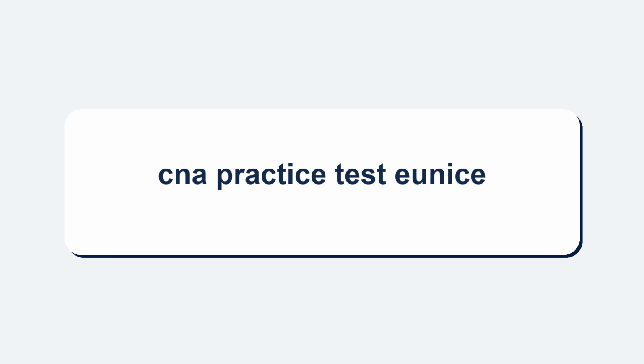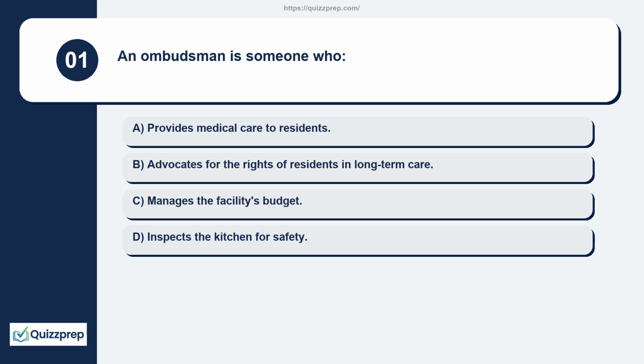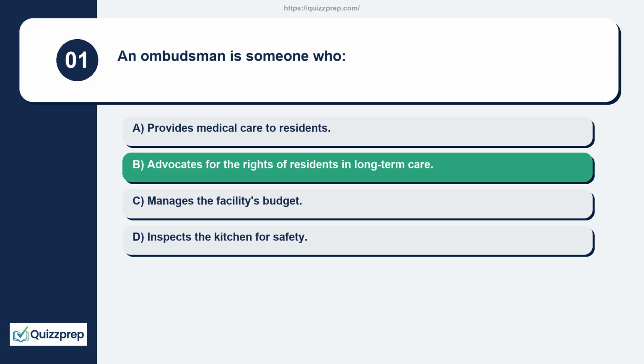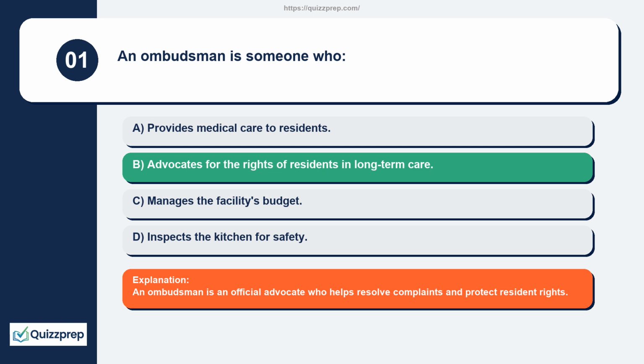CNA Practice Test. Question 1. An ombudsman is someone who provides medical care to residents, advocates for the rights of residents in long-term care, manages the facility's budget, inspects the kitchen for safety. An ombudsman is an official advocate who helps resolve complaints and protect resident rights.